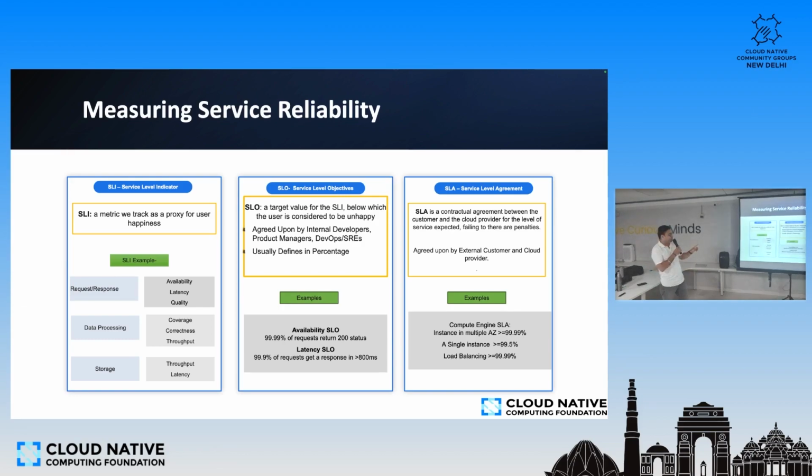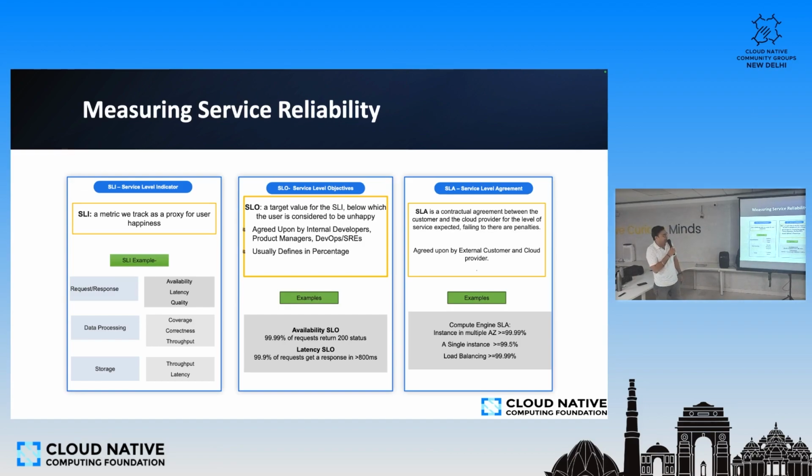If 0.01% of users don't get a proper response, that's fine, right? Because I am giving 99.9% of requests, which is agreed. Similarly, in terms of latency, 99.9% of my requests should process within that time frame, right? And even if the remaining ones do not process in that time frame, that's fine.